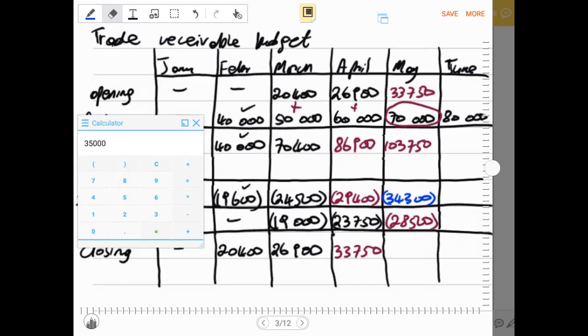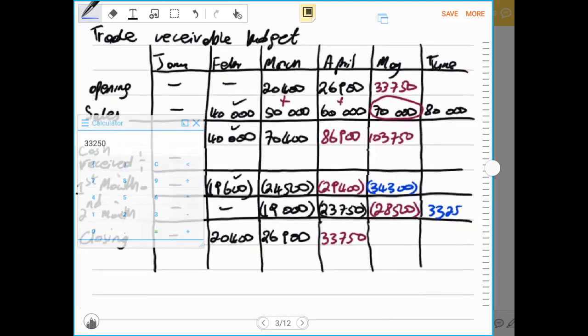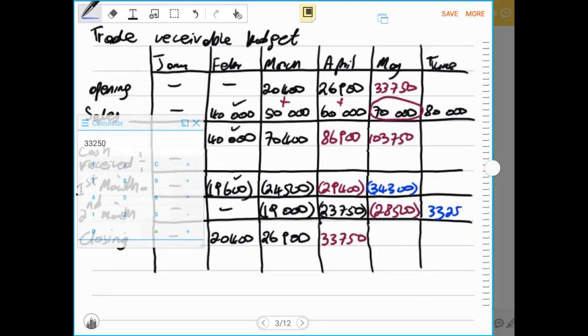Another half will be only 95% of that received. Only 95% of the half will be received, or 95% of the remainder will be received in the next month. The rest will be bad debts. Therefore now this will be 33,250. 33,250 will be received in the next month.